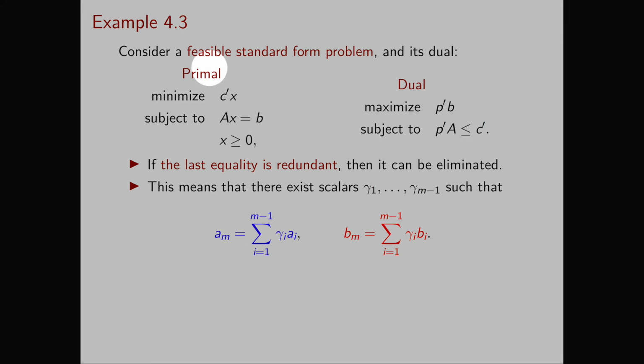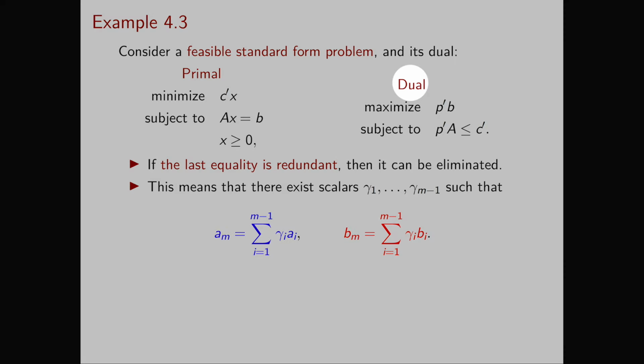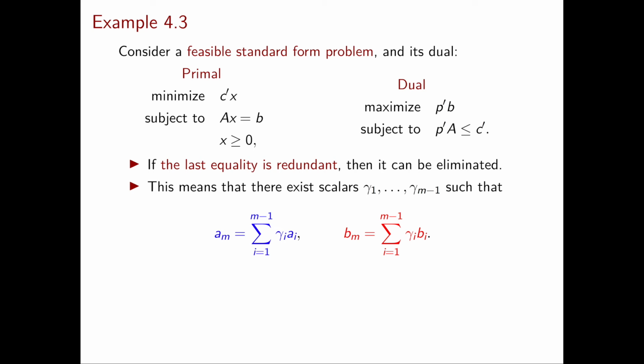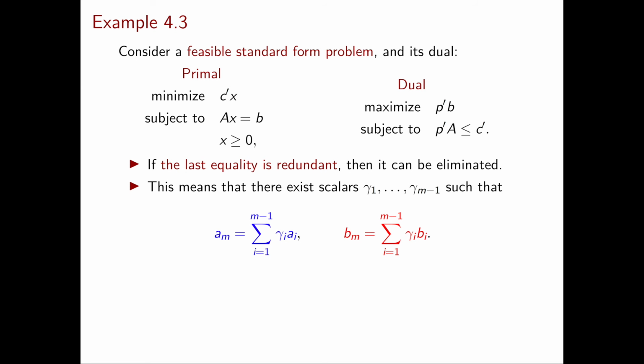Here we have on the left our primal linear programming problem in standard form. On the right, we have the corresponding dual problem. We assume that the last equality constraint in the primal problem is redundant.